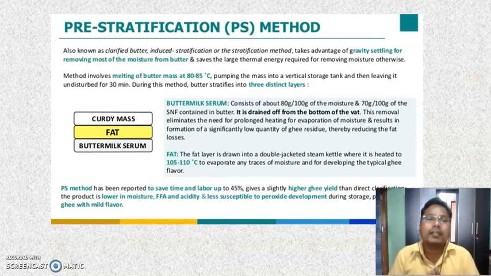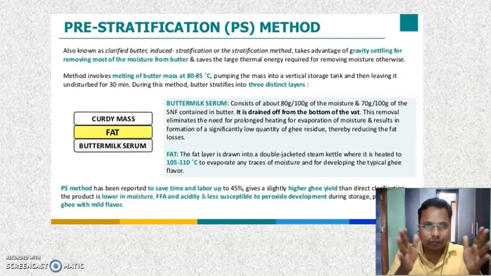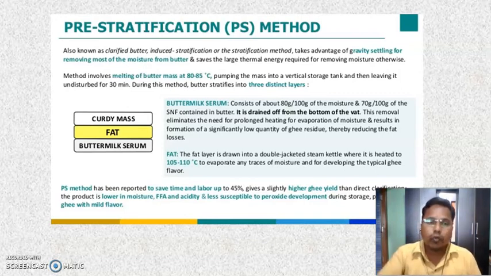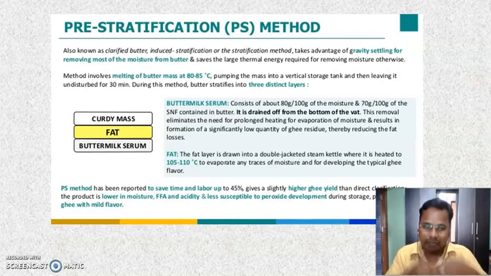In this way we may understand the pre-stratification method. Just keep in mind that stratification means the formation of layers. It means in a ghee boiler, three distinct layers are formed, and the formation of these layers is called stratification. So in this way, ghee is prepared by the pre-stratification method, by the formation of different layers, and each layer is separated or removed from the ghee boiler. So till today this is enough.